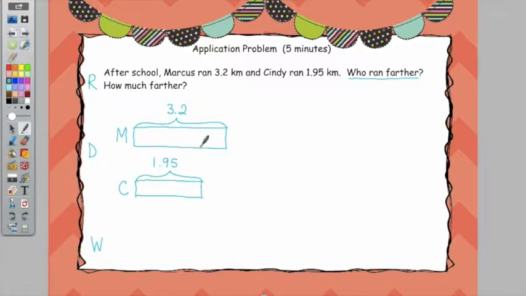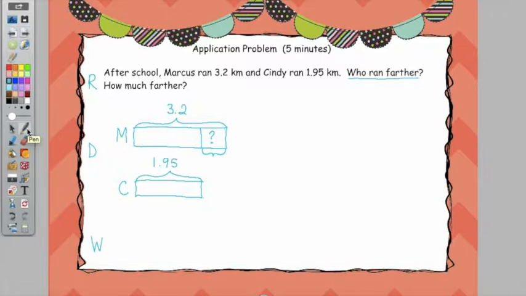So take Marcus's and make it shorter. Put your question mark there. Now what does that mean? That means how much bigger this is than Cindy's. Oh. So our answer will go right there when we subtract.